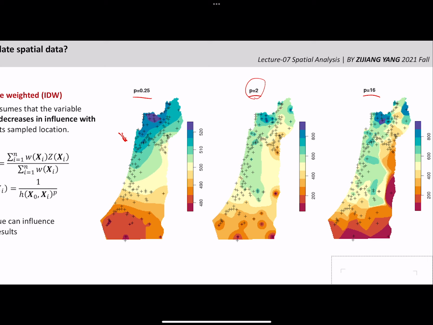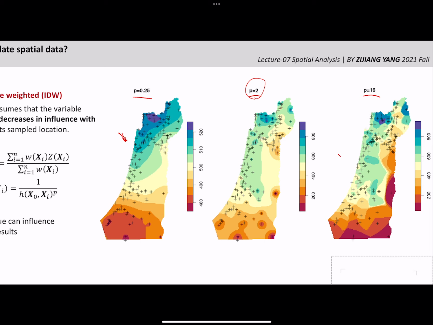Probably p equals 16, but it also depends on what you're trying to show. Mm-hmm. P equals 16? That's the more accurate one. That is more accurate? Based on what we were looking at earlier, yeah. Based on what? Based on the graphs you were showing us earlier. That seems to be the more accurate one.